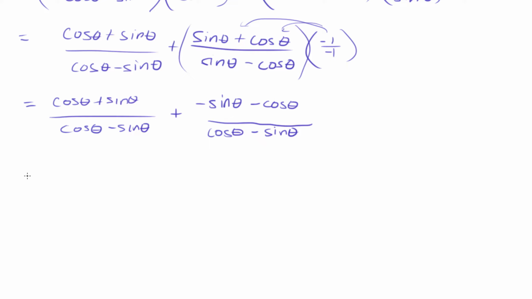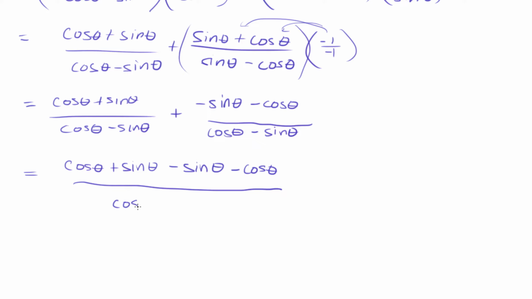Now that I have a common denominator, I can put them together. So now you have cosine of theta plus sine of theta minus sine of theta minus cosine of theta over cosine of theta minus sine of theta. Now you have cosine minus cosine is 0, sine minus sine is 0. So you have 0 over cosine theta minus sine of theta, which is equal to 0. And that would be the answer.